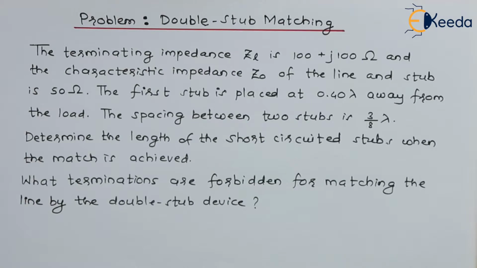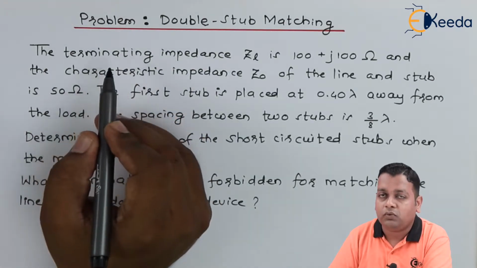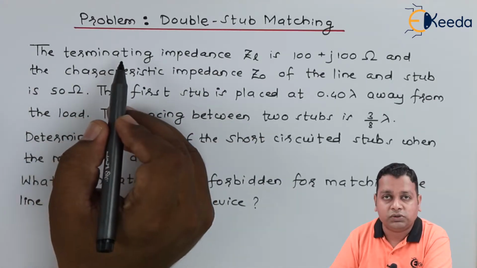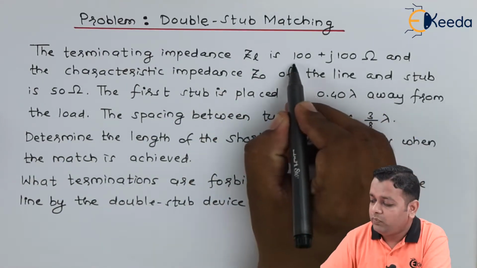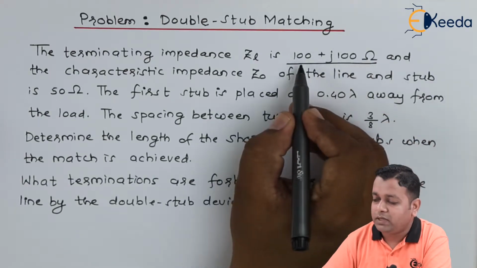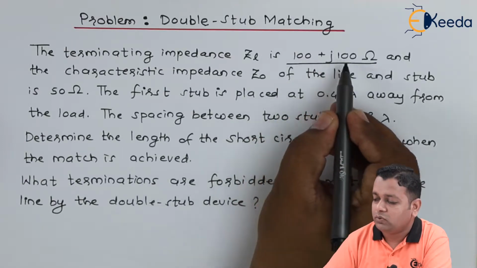From the problem statement, first of all, we shall determine the given data values, which can be used further to determine the desired values. At the very first, we have the value of the terminating impedance, the terminating end, that is the load side. So we have the load impedance ZL, and the value provided is 100 plus j times 100 ohms. So we have the complex representation, the real part equal to 100 and the imaginary part also equal to 100.